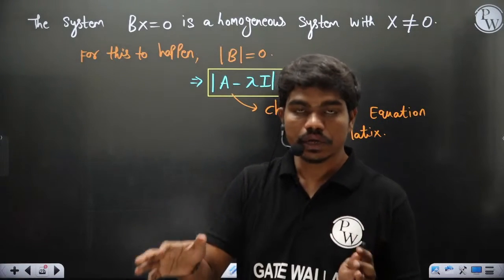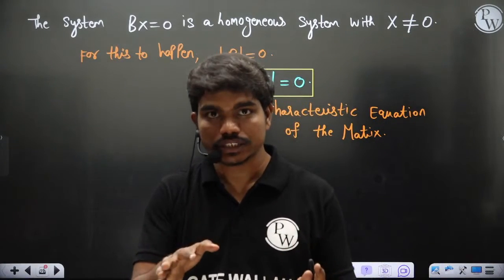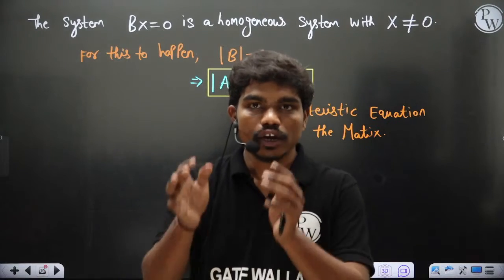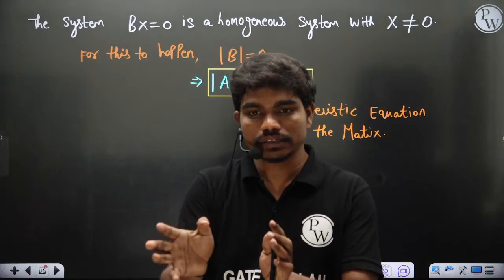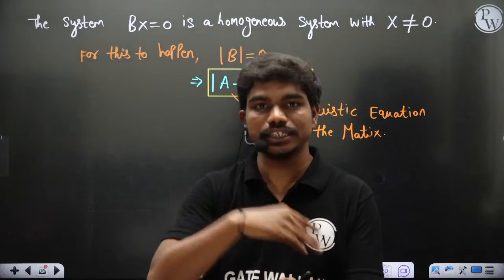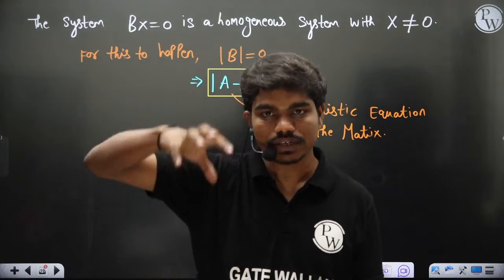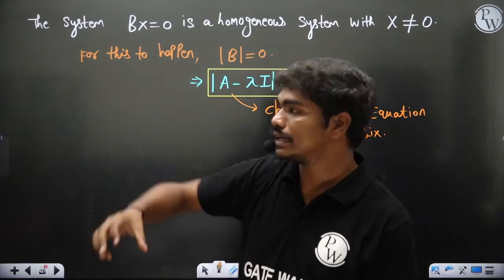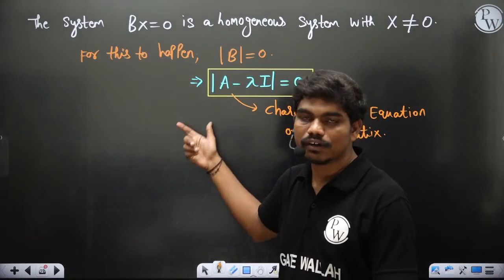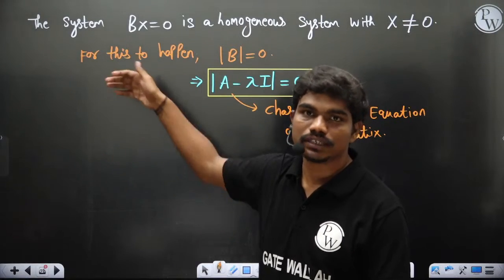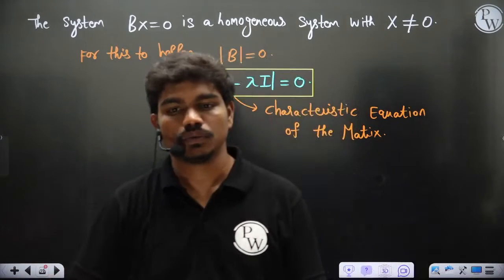set of vectors which do not change their orientation when you apply a particular matrix. To calculate such vectors where rotation never takes place, it's only the change in length. So to identify such vectors, you should calculate this det of A minus lambda I equal to 0, because the system should have some x existing. That's what. Clear?